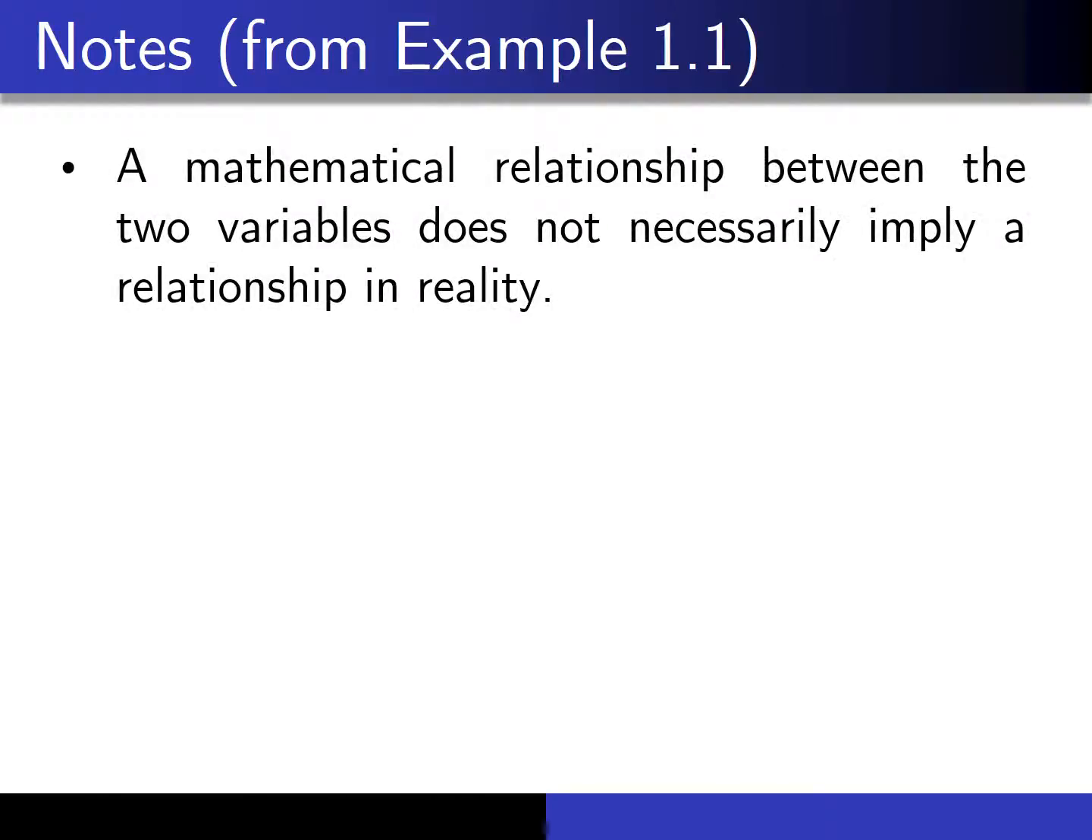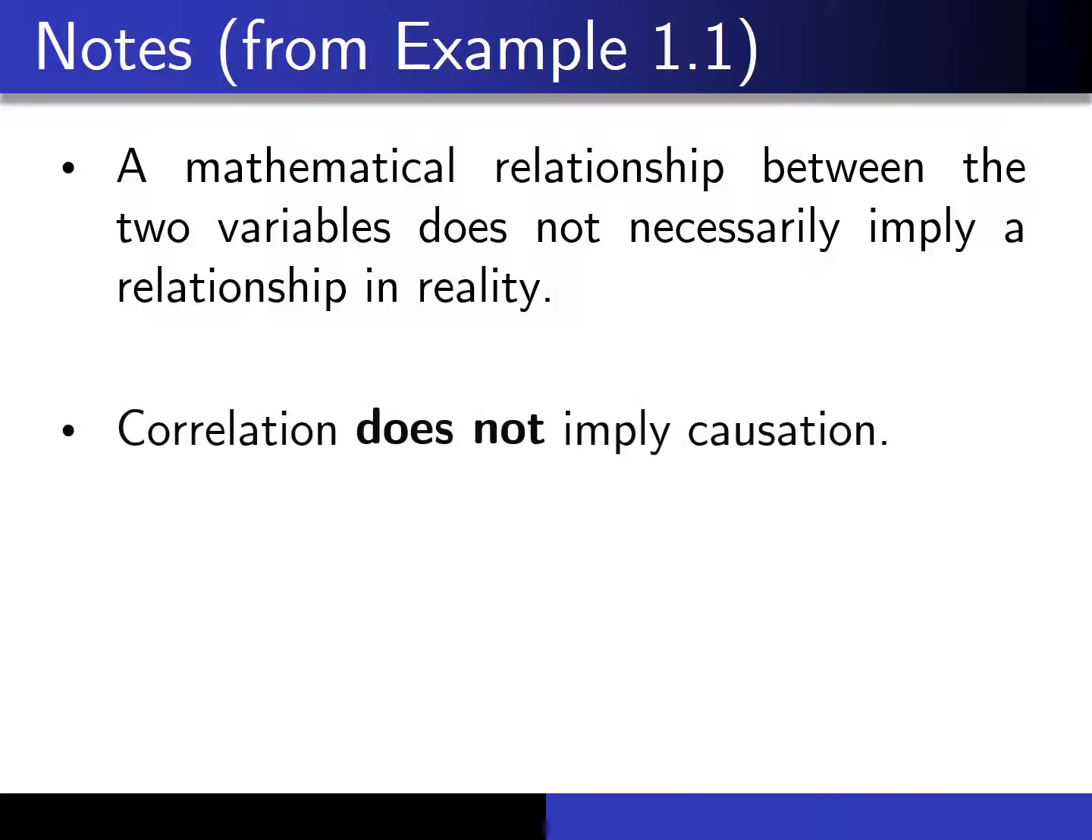As we have seen from example 1.1, while there may appear to be a mathematical relationship between two variables, it does not mean that there is a relationship in reality. Also, the appearance of a mathematical relationship does not imply that there is a causal relationship. An increase in one variable does not necessarily cause an increase or decrease in the other variable.